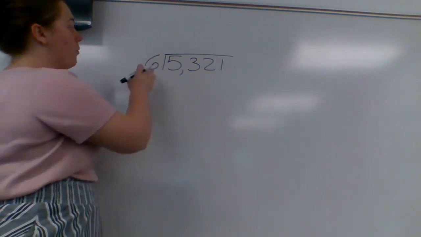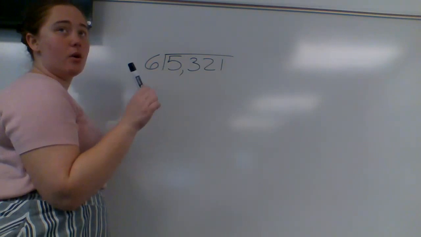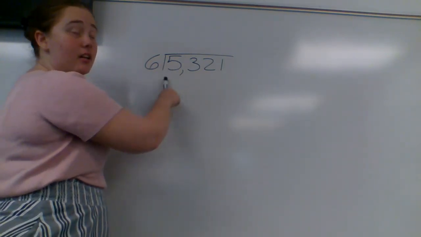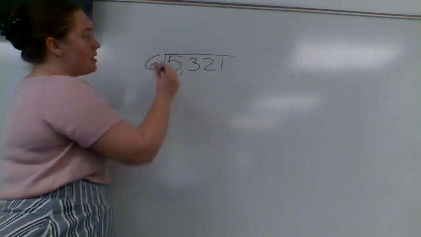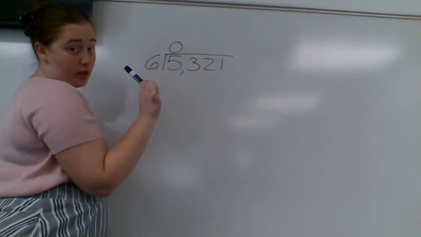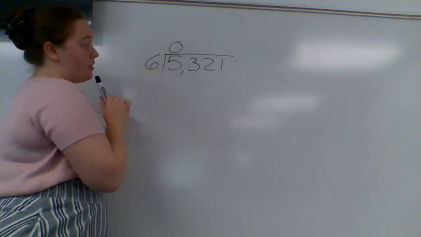All right, last problem I'm going to go over on these 2 pages with you, so make sure we're doing it together. We're going to go 6 into 5,321. So before we do anything else, let's go ahead and start right here with that 5. 6 will go into 5 0 times. And I can go ahead and do my shortcut. So we're not going to go 6 into 5, we'll go 6 into 53.